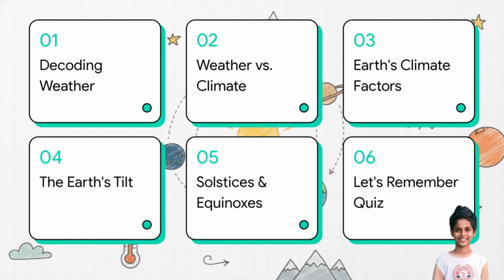So here is our game plan for today's explainer. We're going to decode the weather report, battle it out between weather versus climate, zoom out to space for Earth's climate factors, check out the Earth's tilt, map out the solstices and equinoxes, and then boom, we'll finish up with a quick Let's Remember exam quiz to test your memory.